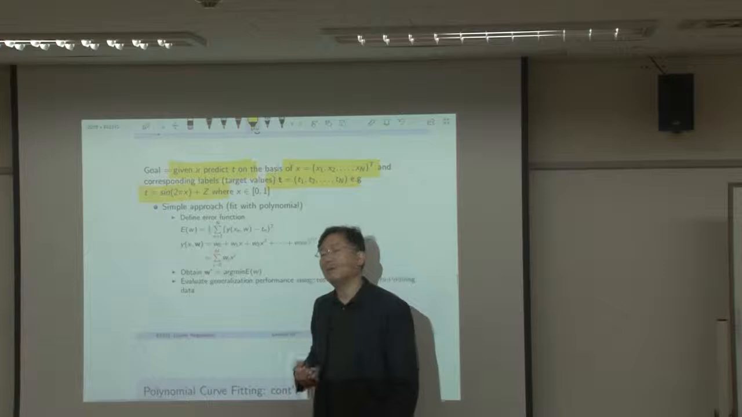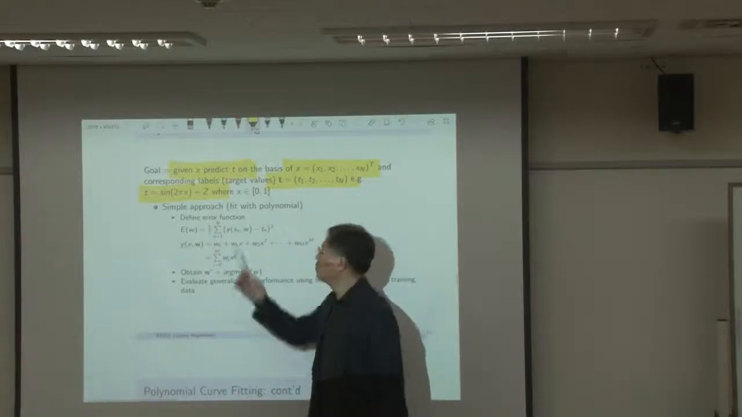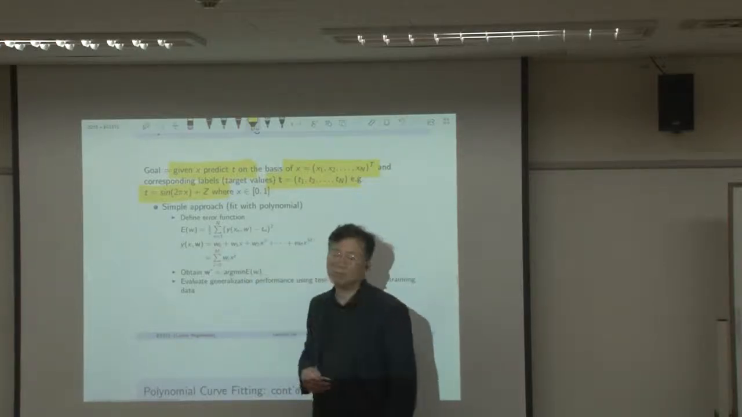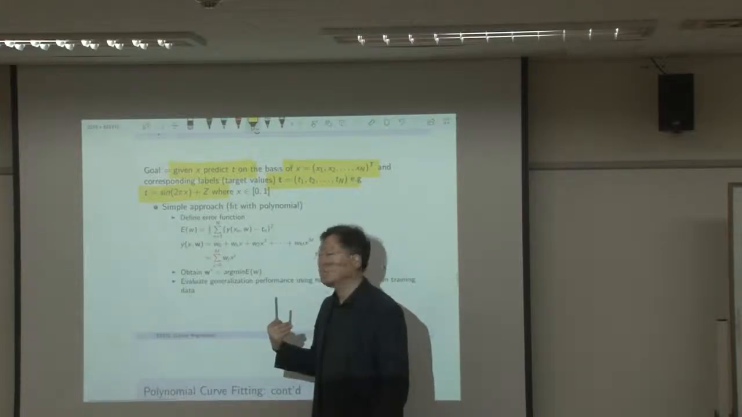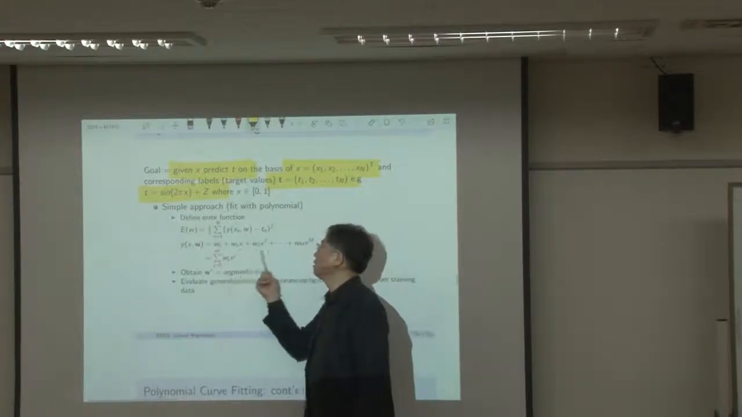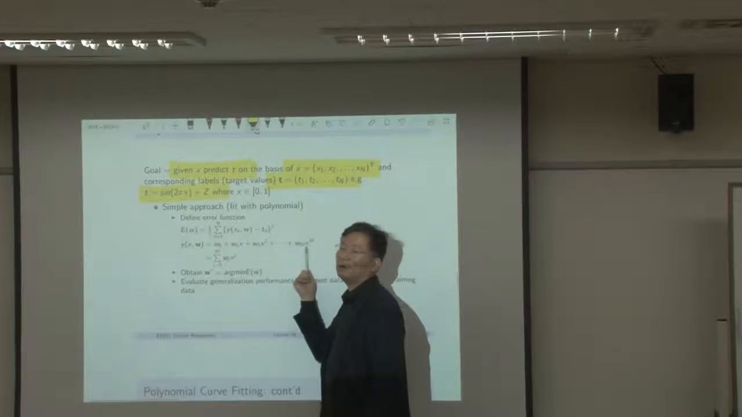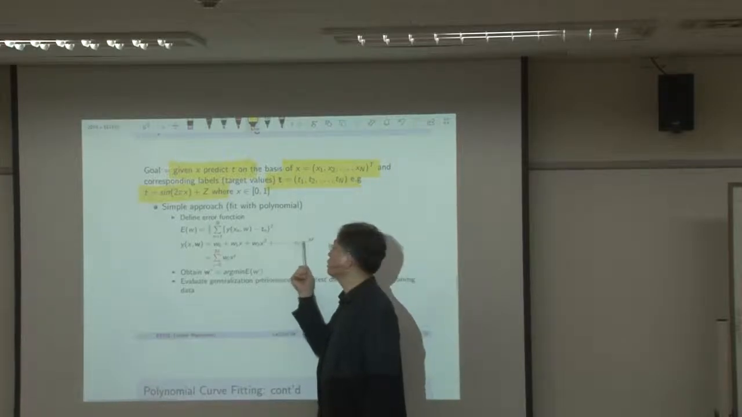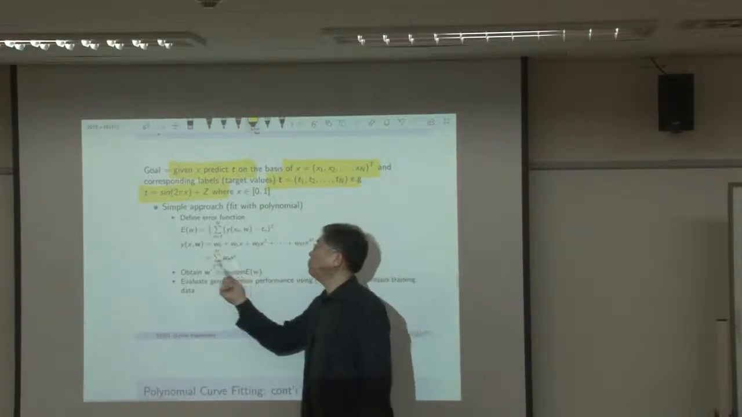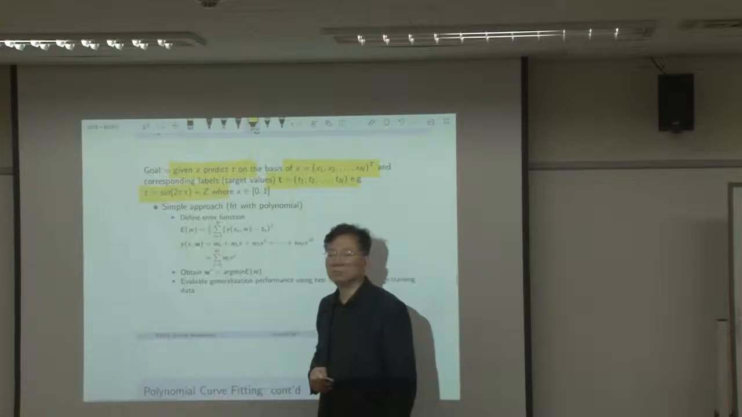So what is my model for predicting that? And here in this case, what was my model? It's a polynomial. Okay? And what's the polynomial? Nth order polynomial.